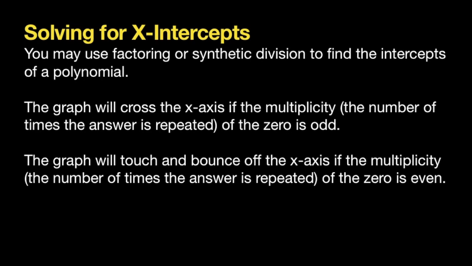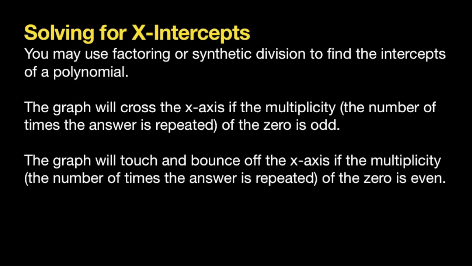In the y-intercept, it's always going to cross, but in the x-intercept, it may actually cross if the multiplicity, so the number of times that answer solves the problem, is odd. It's just going to cross the graph.